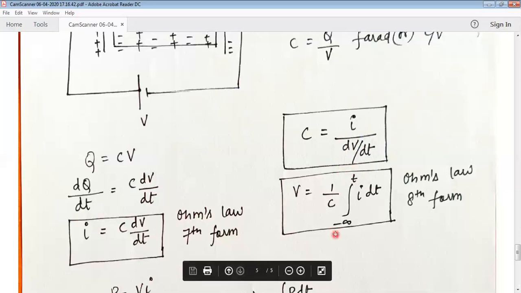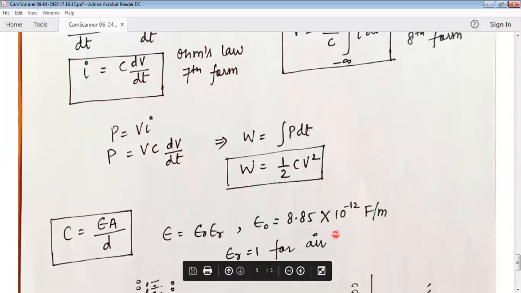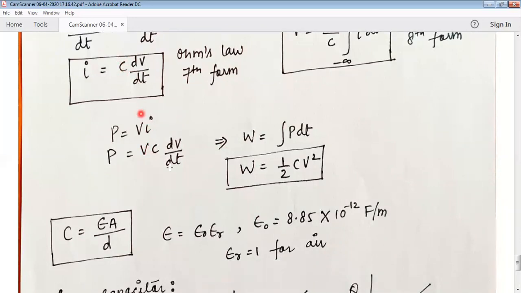Now, what is the power in a capacitor? Power equal to VI, and in place of I we can write C dV by dt. And energy is the integration of power, P dt. When you put this value here, you get the energy stored in the capacitor, that is half CV square. Power dissipation in an ideal capacitor is equal to 0. An ideal capacitor cannot consume any power. In one cycle it is charging, in another cycle it is discharging the energy.